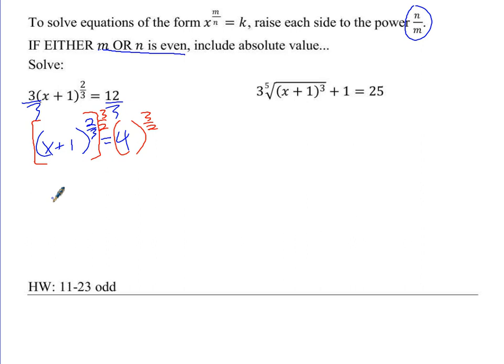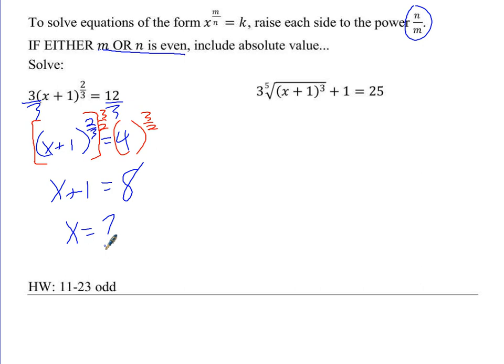Once I do that, I have a power to a power here. 2/3 times 3/2 is 1. So I'm left with x plus 1. Now I have 4 to the 3/2 power, and last time we learned that we could handle this either by raising 4 to the 3rd power and then taking the square root, or take the square root first and then raise to the 3rd power. Square root first. Square root of 4 is 2, 2 to the 3rd is 8. Subtract 1 from both sides and we get x equals 7.